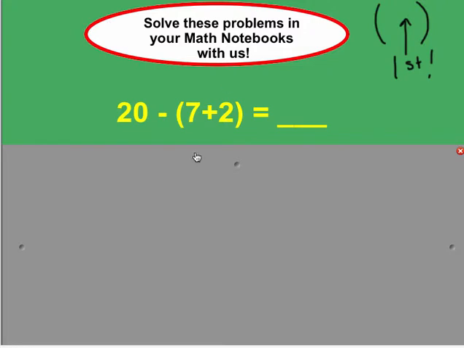Or else. So in this case, our parentheses, 7 plus 2, that's equal to 9. I'm going to write my answer above. Now let's go all the way back to our beginning because we have some leftover values or digits over here. Or numbers, I should say. 20 minus 9 is equal to 11. So that would be our first one.